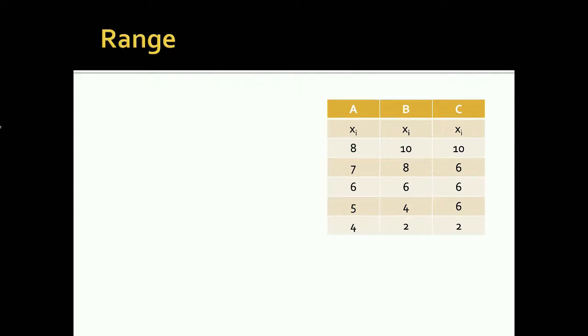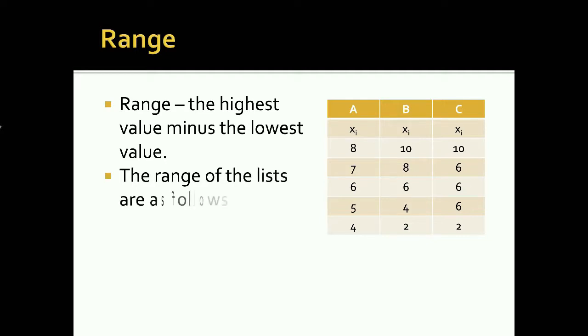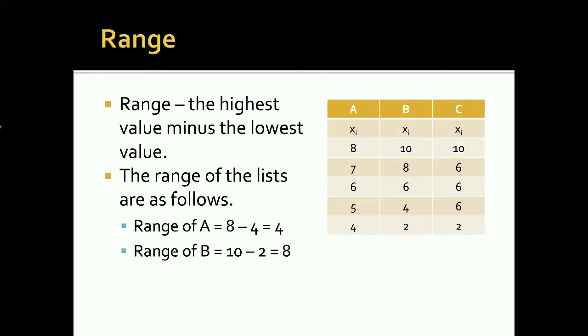So first let's talk about the range. Range is a way to see how spread out some data is. The range is the highest value minus the lowest value. And so we can look at the range for each one of these sets. The range for set A is 8 minus 4, which is 4, so the highest minus the lowest. The range for set B is 10 minus 2, so that range is 8. And the range for set C is also 8.